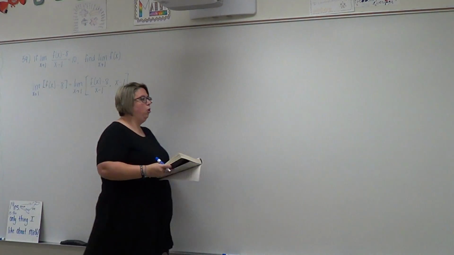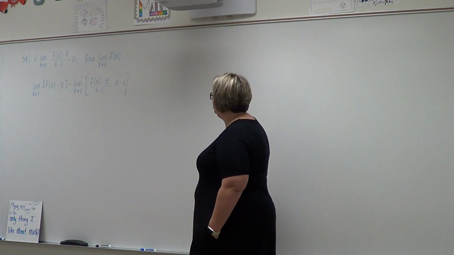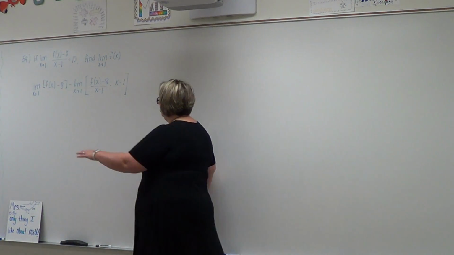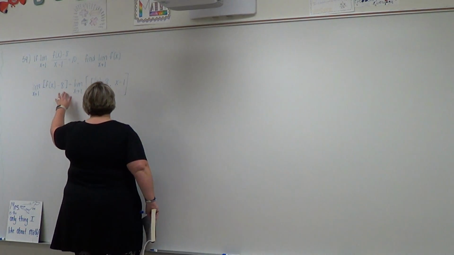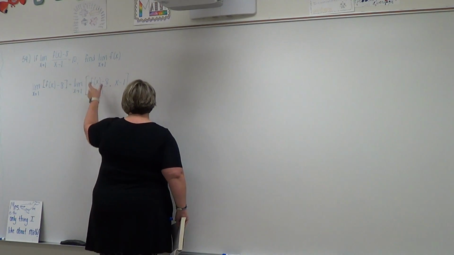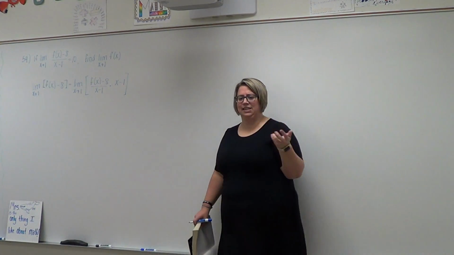Okay, so the whole goal is to find the limit of f of x, okay? So if I take the top, the limit of f of x minus 8, that would be equal to the limit of, this is what I started with, but those would cancel each other out. Does that make sense? I'm adding things in there that I don't need.